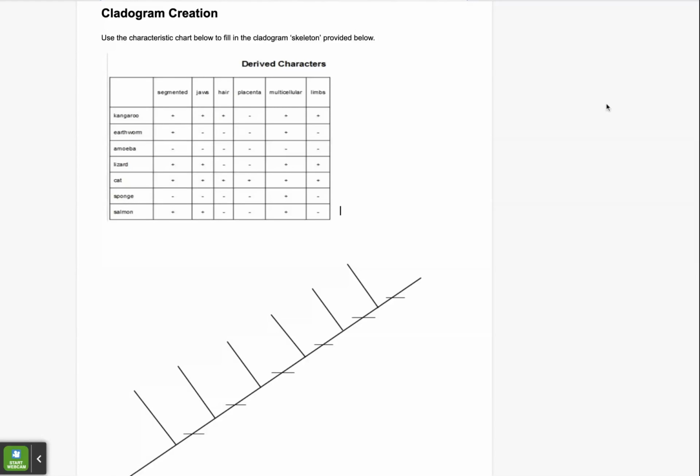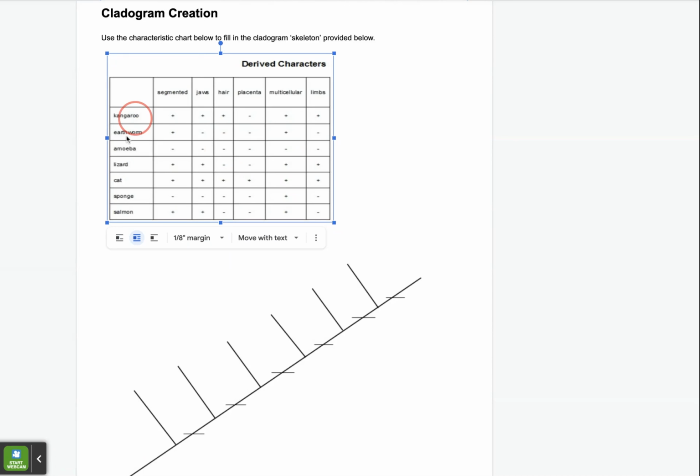Hello, biology students. This video is to help you get started on this cladogram creation. So I've given you, and you'll find this over on the side tables, a skeleton of the cladogram. So here's the cladogram, but it doesn't have any of the organisms along the outside up here. And it doesn't have any of the traits along the cladogram itself, the way we've seen. However, I have given you a table here that shows you the different characteristics.